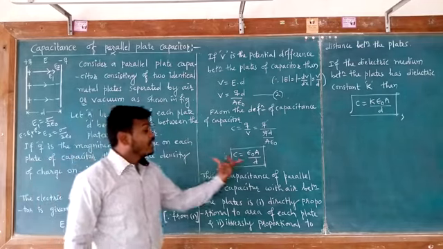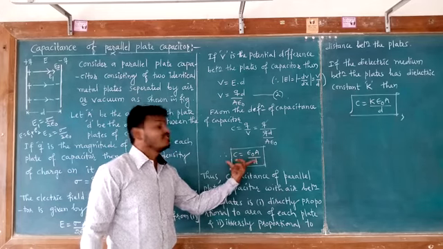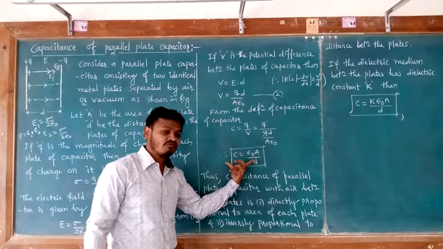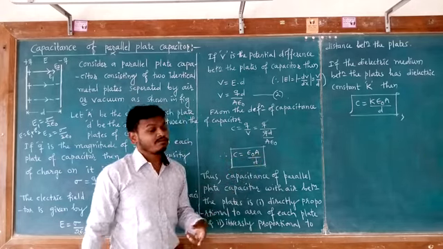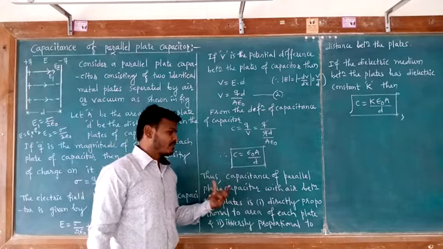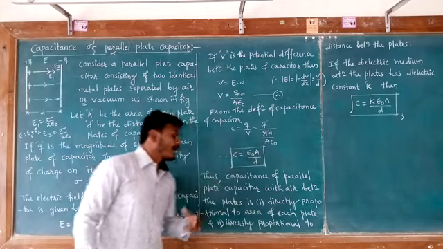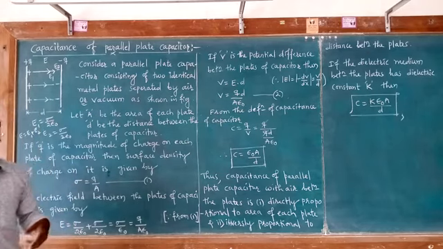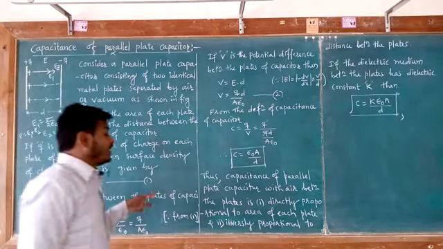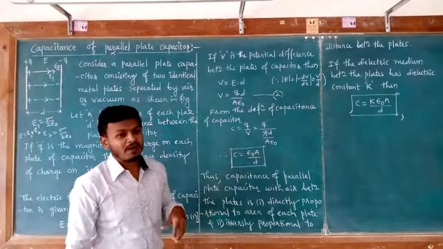Here the parameters have the usual meaning, where epsilon naught is the free space permittivity, A is the area of each plate, and d is the distance of separation between the two plates of the capacitor. And one more thing, by the help of it, the capacitance of a parallel plate capacitor with air between the plates is directly proportional to the area of each plate and is inversely proportional to the separation between the plates of the capacitor.